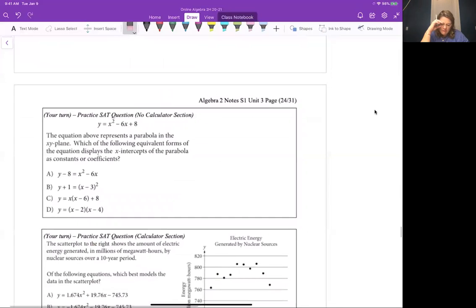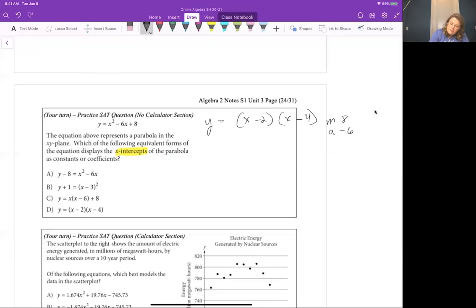Okay, the equation above represents a parabola in the xy plane. Which of the following equivalent forms of the equation displays the x-intercepts of the parabola as constants or coefficients? That is considered the factored form. Okay, so what we need to do is factor the equation. So we will say y is equal to, we need to find two numbers that multiply to 8 and add to -6. And that will be -2 and -4.